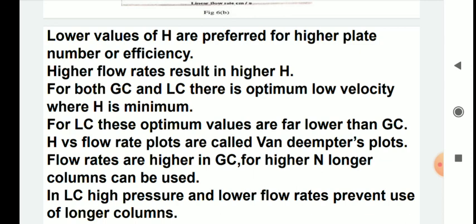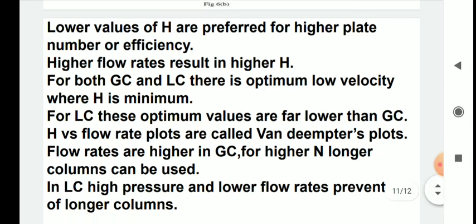In GC, longer columns are used, of the order of 30 to 50 meters, or even longer. But they are coiled. You cannot use a vertical column of 50 meters. You have to coil them and use. In LC, the columns are of 50 to 100 centimeters.